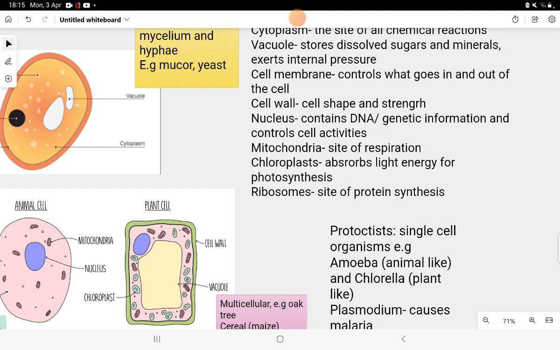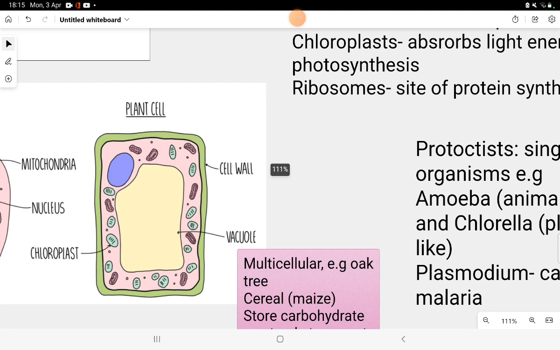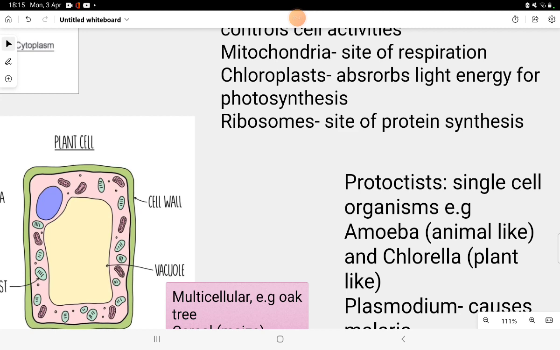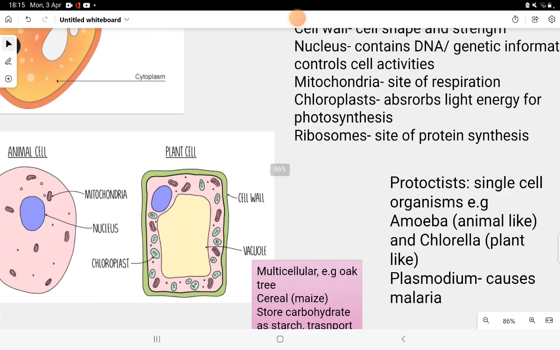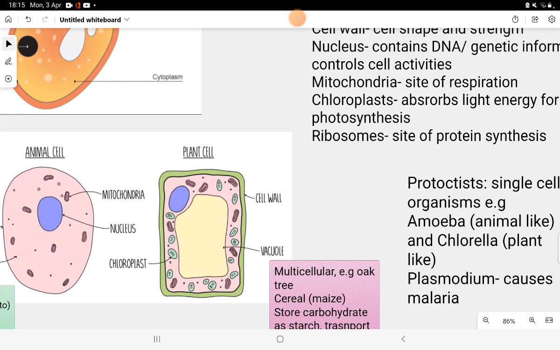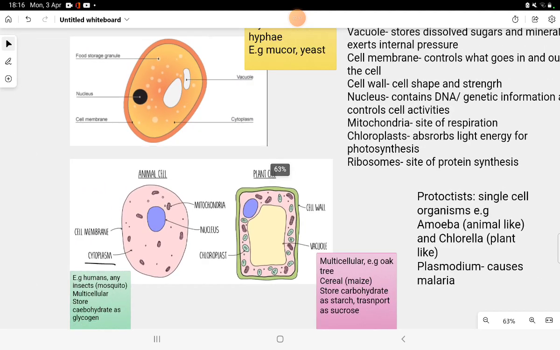Mitochondria is the site of respiration, so it's in all the cells, and it's where respiration takes place, which releases energy from glucose, and we'll be learning more about respiration in later videos. Chloroplasts are only present in plant cells, and chloroplasts absorb light energy so photosynthesis can take place, and this produces glucose. And ribosomes, which they haven't labelled, are present in all cells, and they're the site of protein synthesis, so essentially transcription and translation, which I'll be teaching you in different videos, produces proteins. So that's the whole of animal and plant cells.